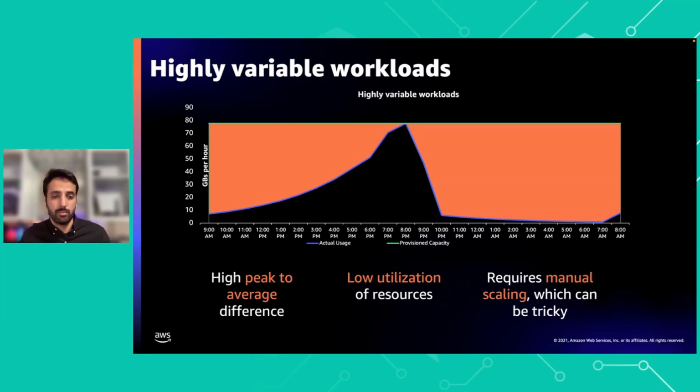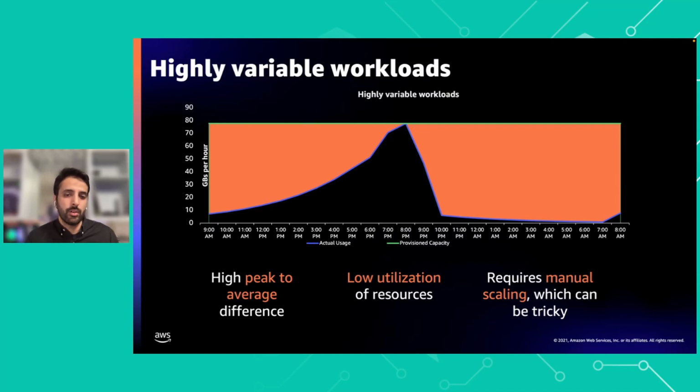So while you need to provision for the peak to ensure that you're serving that 80 gigabytes per second of traffic, what that means is that your average utilization is about 20 gigabytes per hour. And the peak to average ratio is pretty high in this case. And hence, what you see is a low utilization scenario where your resources, for the most part, are underutilized or unutilized. And as a result, your overall utilization is extremely low.